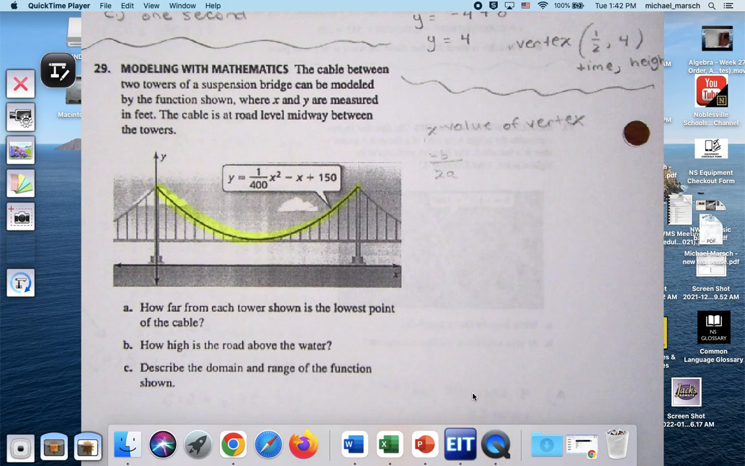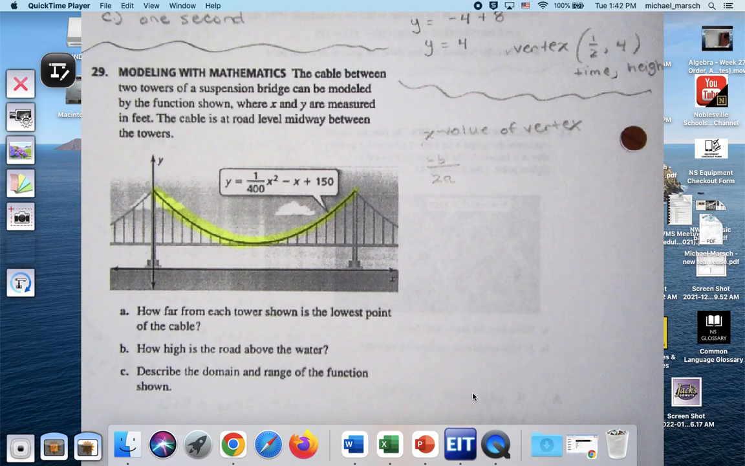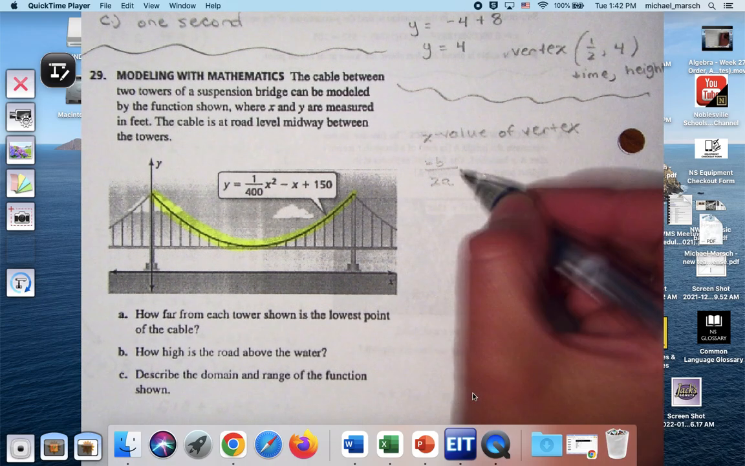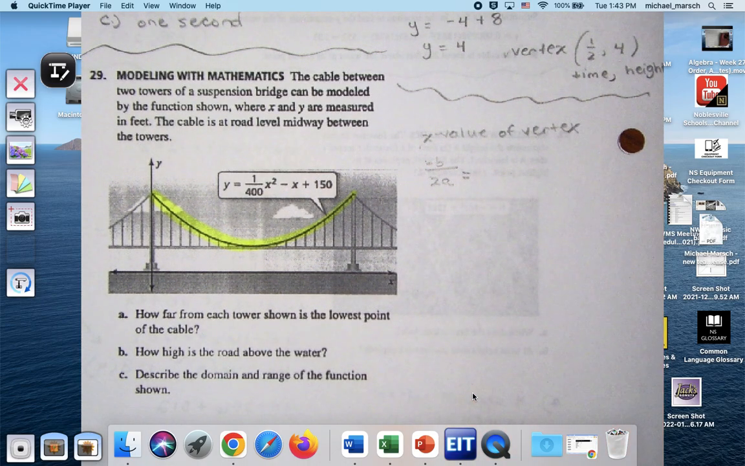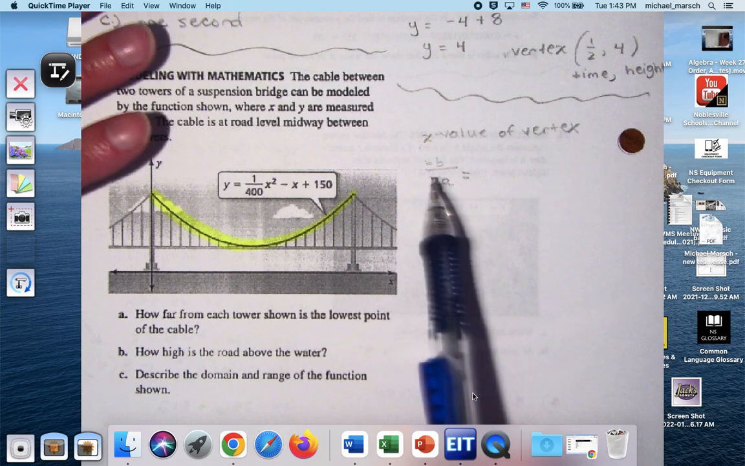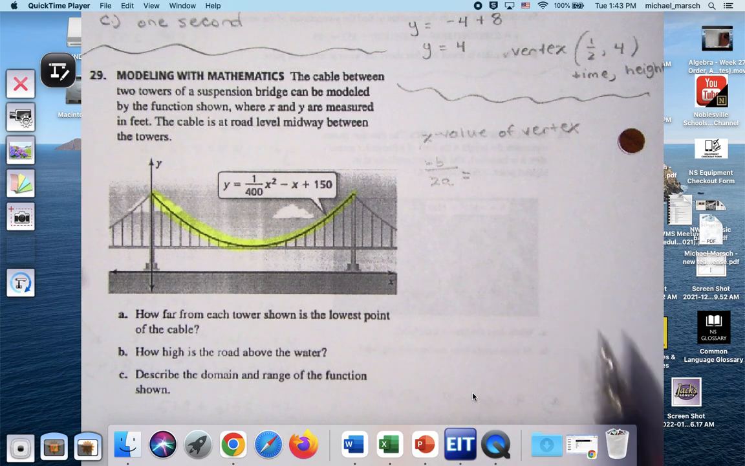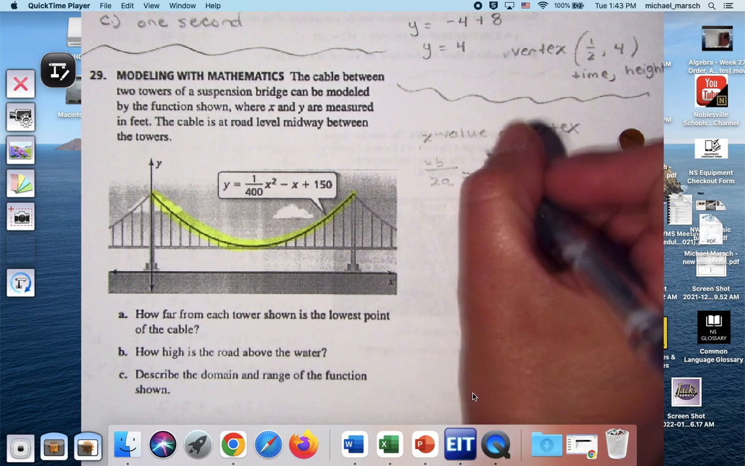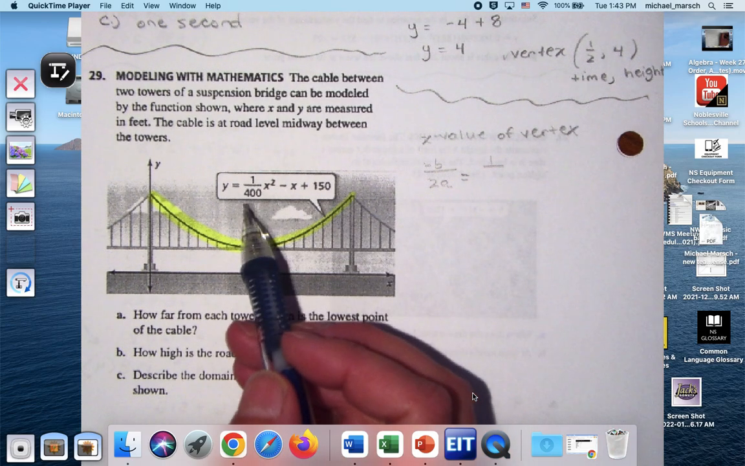Over to 2a. What is my value for b? Well, the actual value is negative 1, but I'm going to do the opposite of negative 1, which is positive 1. And then what is the value for a?